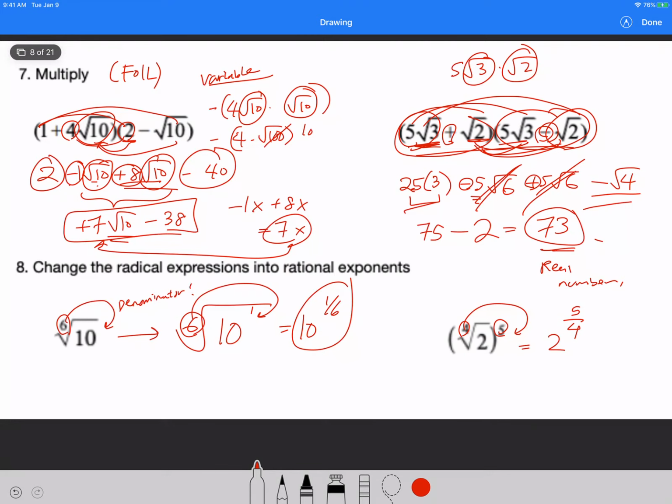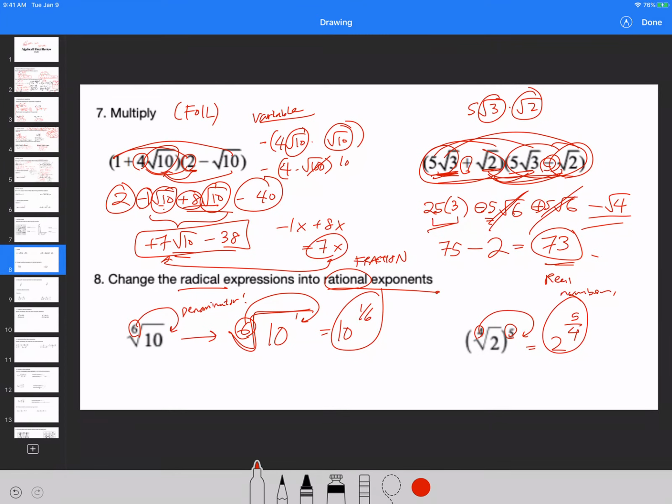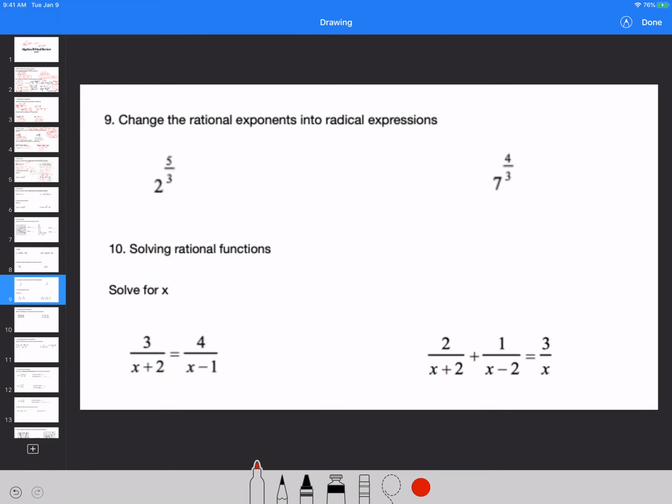That's literally all you have to do. Rational exponents means fraction exponents. Radical means just having a roof over the top of the number, which is a square root symbol. Okay? All right, next. Change the rational exponents into radicals. So all I have to do now is bring the denominator to the front: cubic root of 2 to the 5th. The 5th still stays there. Bring the cubic root to the front and get cubic root of 7 to the 4th power. And that's it.